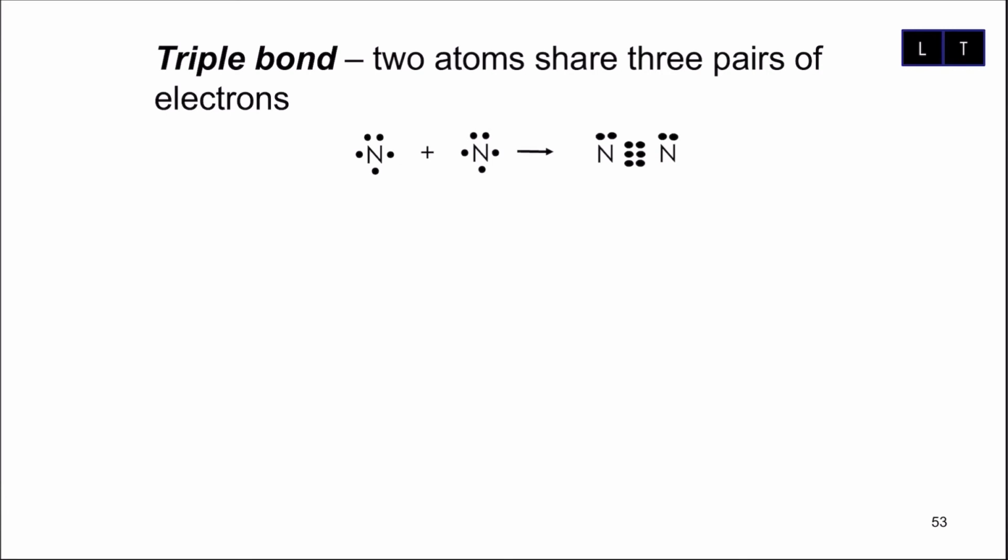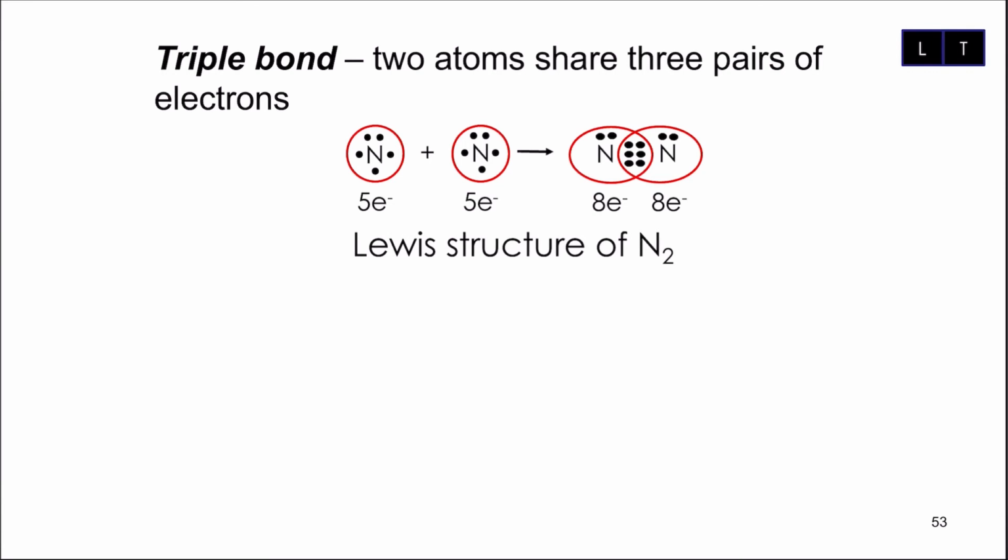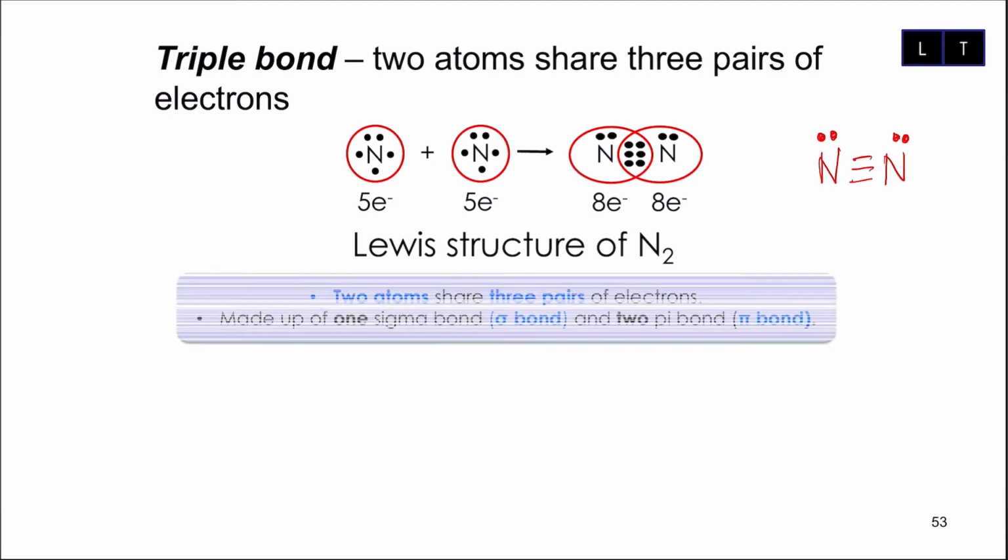So you take a look here, 5 valence electrons, 5 valence electrons. However, bila dia share 3 pairs of electrons, each nitrogen akan dapat 8 valence electrons. So this is how you want to show the Lewis structure for N2. Another way, you can write it down as N, triple bond, N. And don't forget, you got lone pair di setiap nitrogen atom. So this is how 2 atoms share 3 pairs of electrons and it made up of 1 sigma bond and 2 pi bonds.